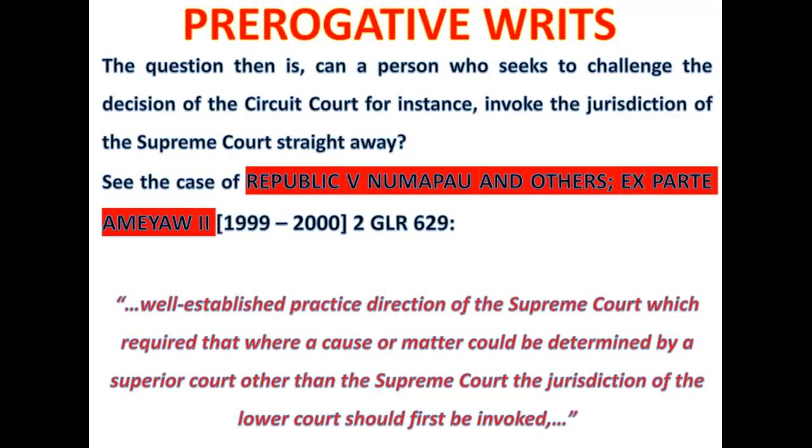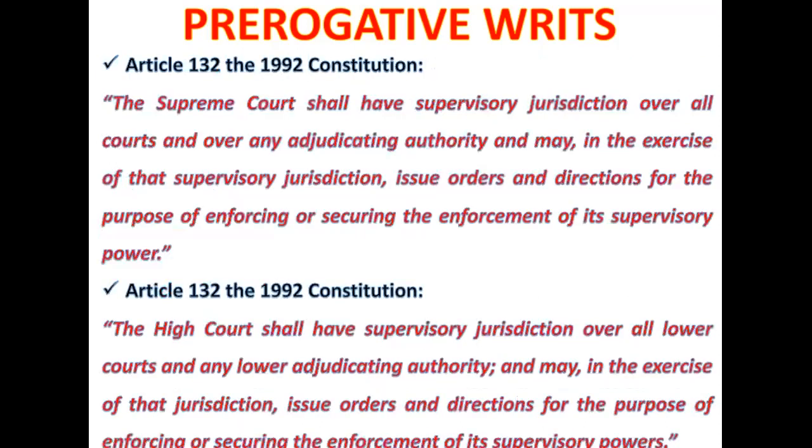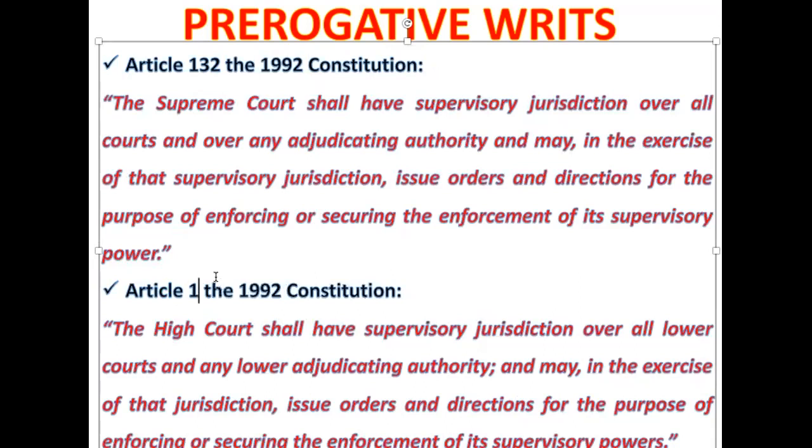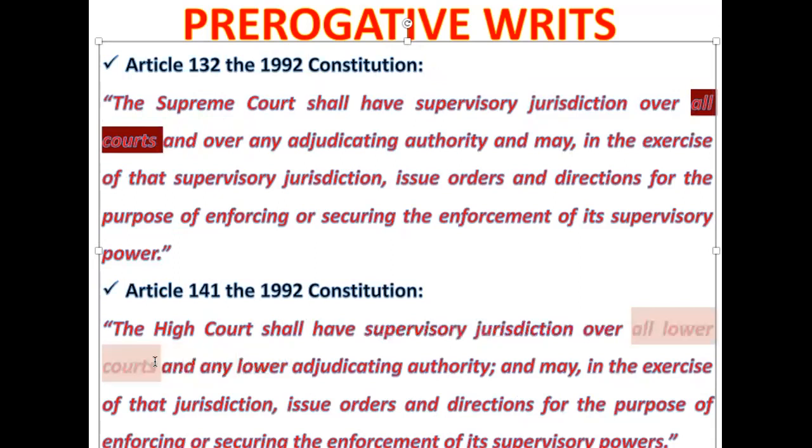So we've been able to see at least three main circumstances under which these prerogative orders can be granted. One, we've seen under Article 33, Clause 2, that these orders can be granted in the course of enforcing a person's fundamental human rights. Again, remember that these orders can be granted when you invoke the supervisory jurisdiction of the High Court under Article 141. And then also they can be granted when you invoke the supervisory jurisdiction of the Supreme Court under Article 132.